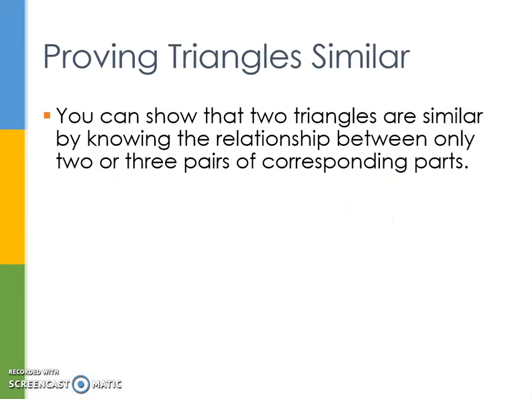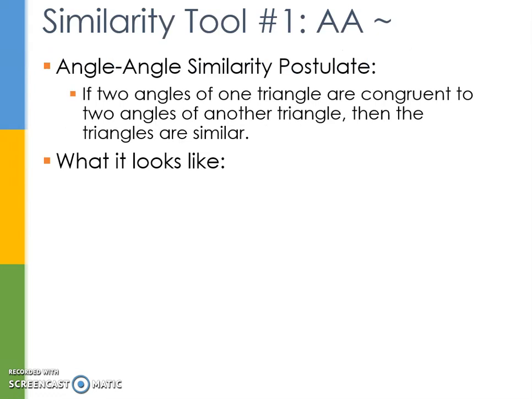So we're going to prove that triangles are similar. You can show that 2 triangles are similar by knowing the relationship between only 2 or 3 pairs of corresponding parts.